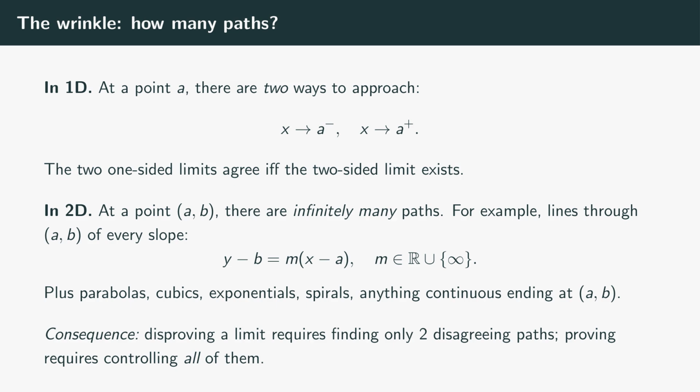The consequence is asymmetric. To disprove a limit, you only need to exhibit 2 specific paths that disagree. To prove a limit, you have to show that every path, of which there are uncountably many, gives the same value. This asymmetry is why the rest of today is mostly about the proving side.